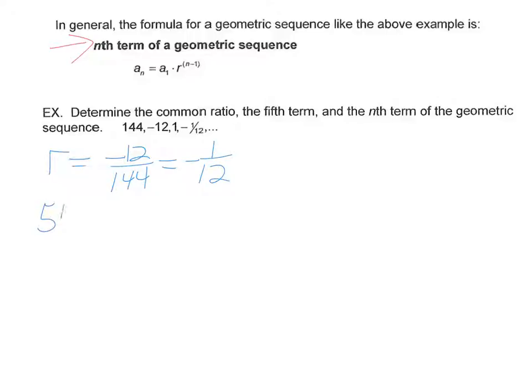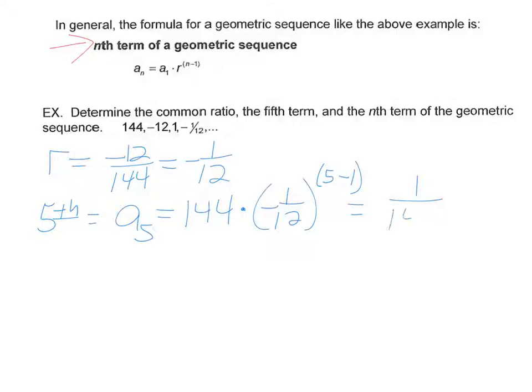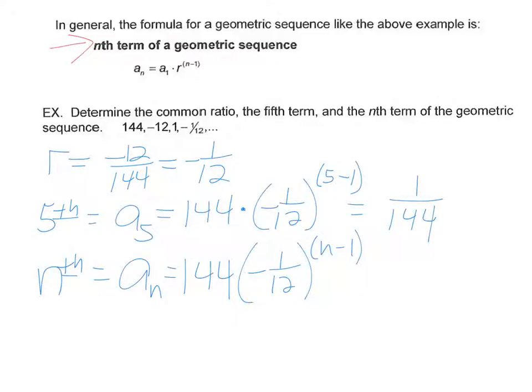To find the 5th term, we use the formula a sub 5 is equal to the first term, which is 144, times the ratio, -1/12, to the power of n minus 1. Well, if we're on the 5th term, n would be 5. And so all of that worked out comes out to be 1/144. Then the nth term means we fill in all the information we have except for the letter n. So a sub n would be 144 times -1/12 to the power of n minus 1.